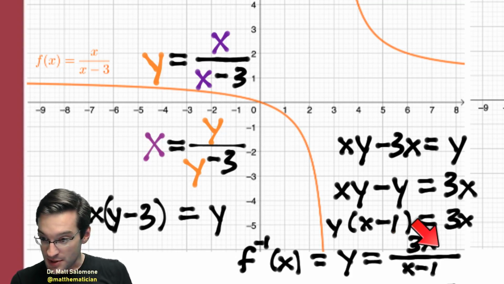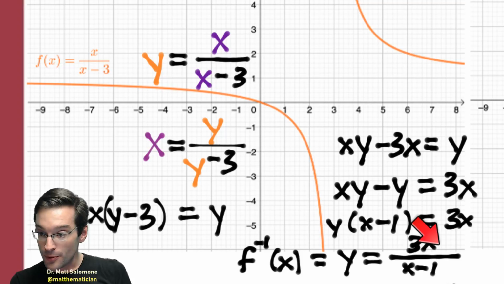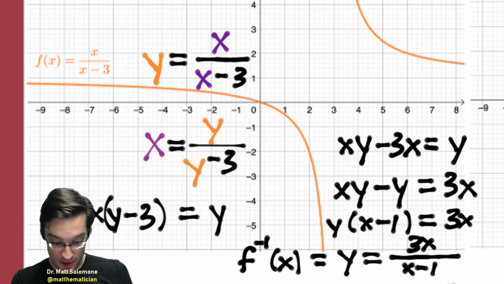And again, as she was saying in the video, because it's still true that every x value gives me only a single y value out of this, this inverse relation is actually still a function. So we don't have to worry in that example about the inverse not actually being a function. So there we have a formula for the inverse. f inverse of x is 3x over x minus 1.